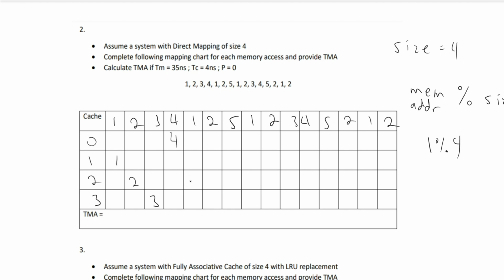And then 1 mod 4 is 1. But if it's already here, we don't put it again, right? We only put it if it's getting replaced, I think. I think 1 and 2 are blank, but then 5 mod 4, which is 1. Now we put a 5 here, I think. And then a 1 again. 2 is fine, 3 is fine, 4 is fine. Put a 5 again here. 2 is fine, 1 here, 2 is fine, right?